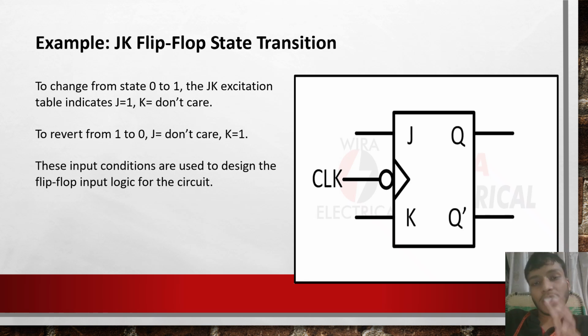Example: JK flip-flop state transition. To change from state 0 to 1, the JK excitation table indicates J equals 1, K equals don't care. To revert from 1 to 0, J is don't care, K equals 1. These input conditions are used to design the flip-flop input logic for the circuit.